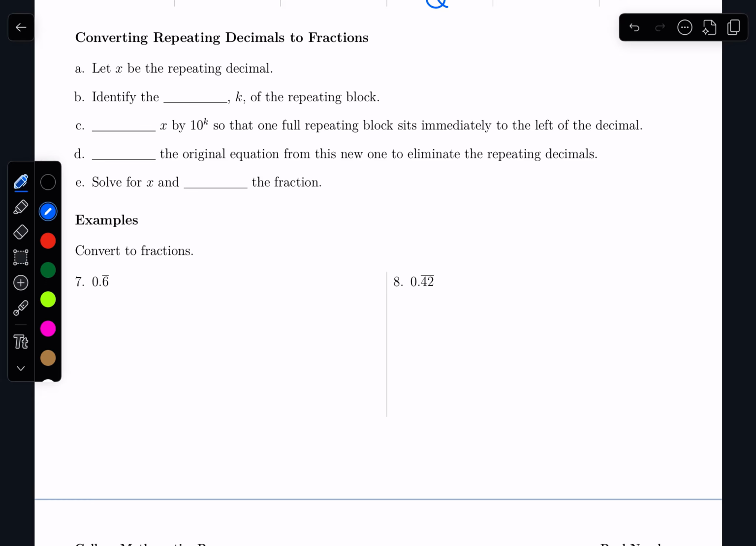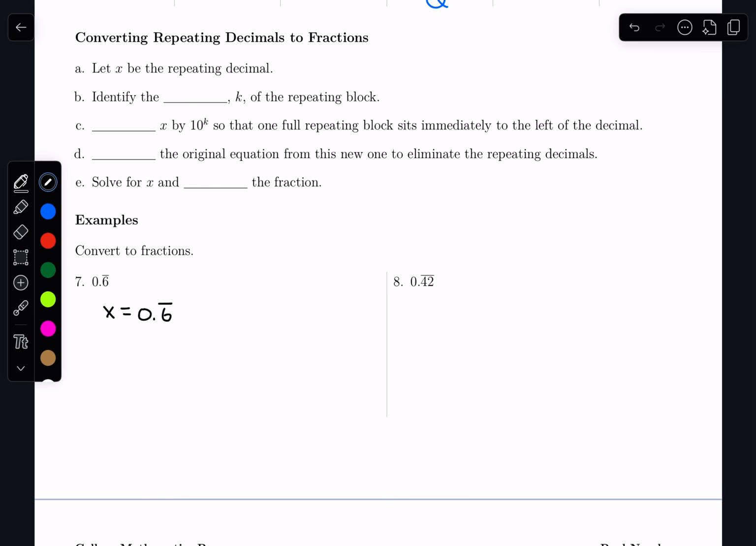And to me, this is the most fun thing I get to teach you all year because I don't think very many people know how to do this. And so you guys are now going to be ahead of the game and you're going to be able to convert repeating decimals back into fractions. So let's see the steps. Step 1, let x be the repeating decimal. So whatever decimal we're given, we're just going to call that x. So if you look at number 7, it says 0.6 with a bar over the 6. In step 1, I'm just going to call this x equals 0.6 with a bar over that 6. So step 1 is just name that thing x.